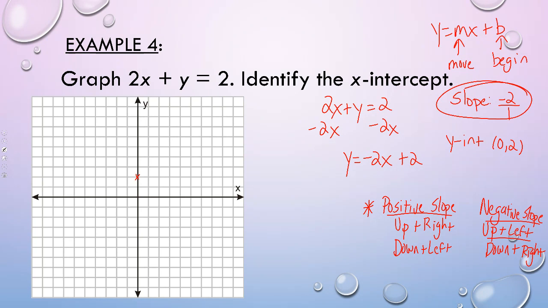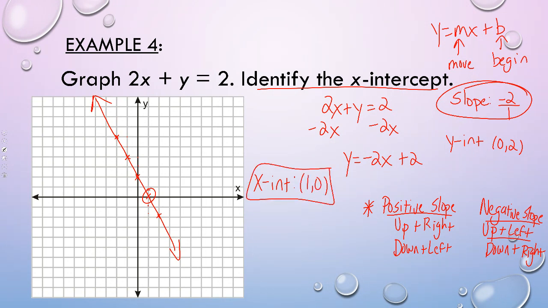So I'm going to go up 2, to the left 1. Or I can go down and right, so down 2, right 1. And now draw in your line. They also asked us to identify the x-intercept, where it crosses the x-axis, which is right there. So your x-intercept here would be at the point (1, 0). But it's important when you're graphing that you're using the slope and the y-intercept to graph.